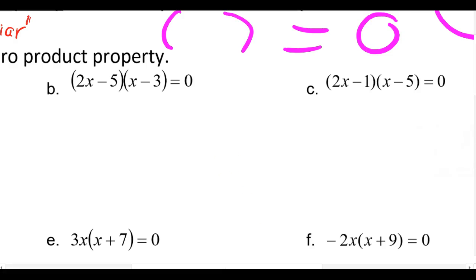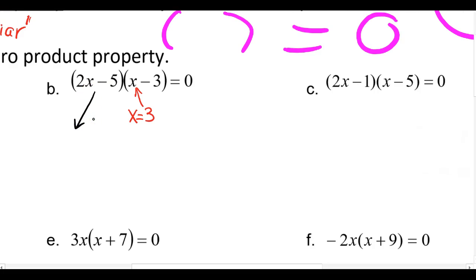Now here, it's not so obvious. What do I plug in here to make it 0? I don't know. Well, let's go to the next one. What do I plug in here? Well, here it's pretty obvious. I would plug in 3, because 3 minus 3 is 0. Or x is a liar, and if this is negative, this is positive. Okay, but let's focus in on the first one.